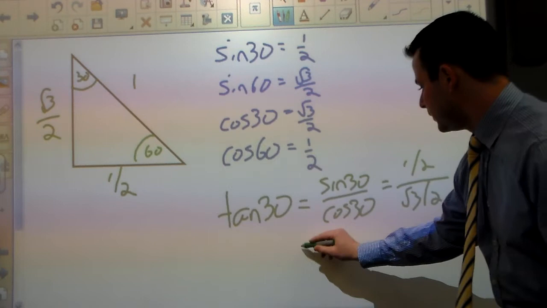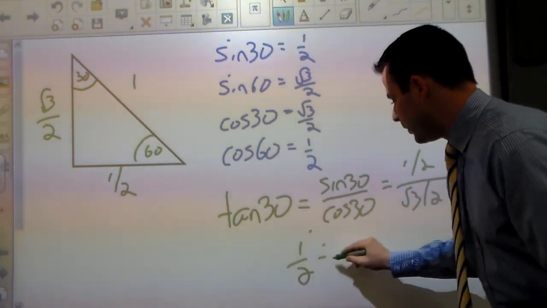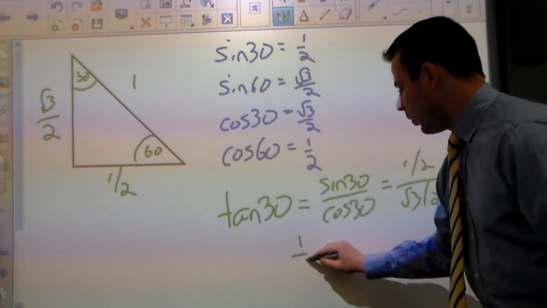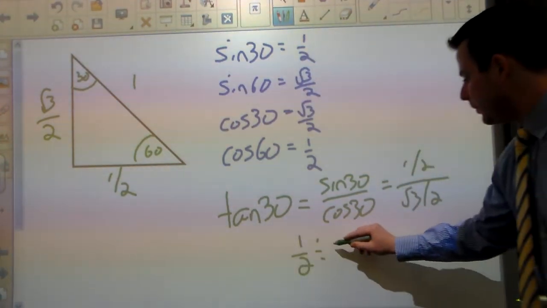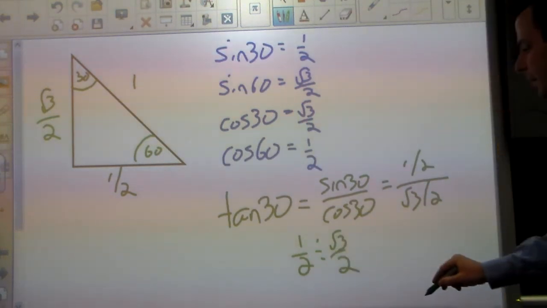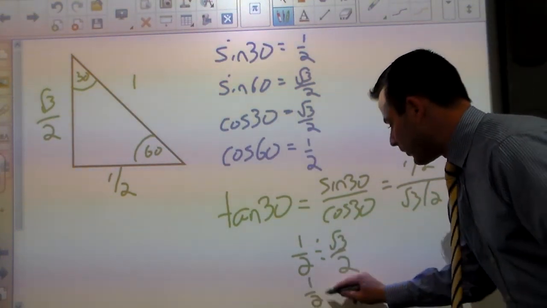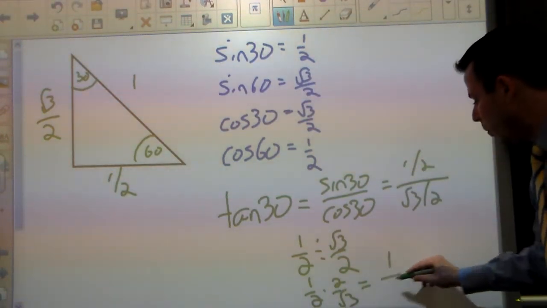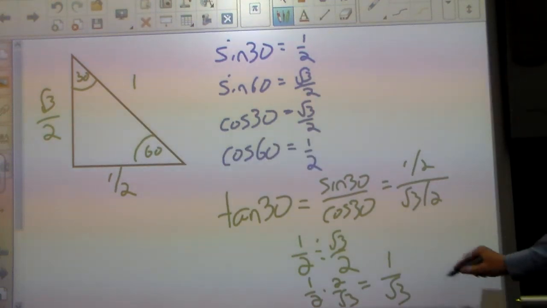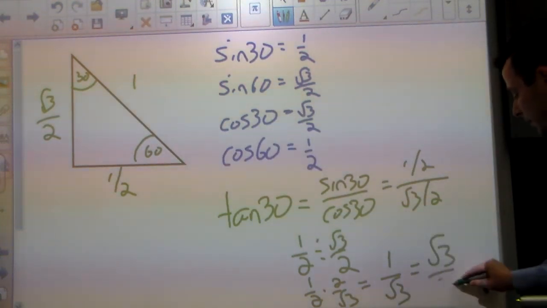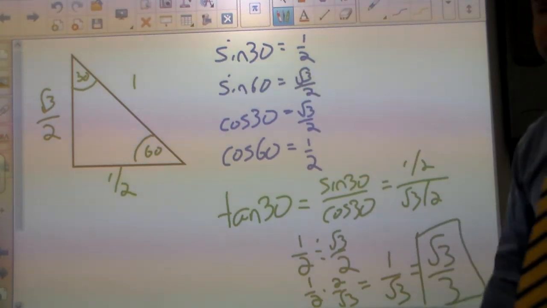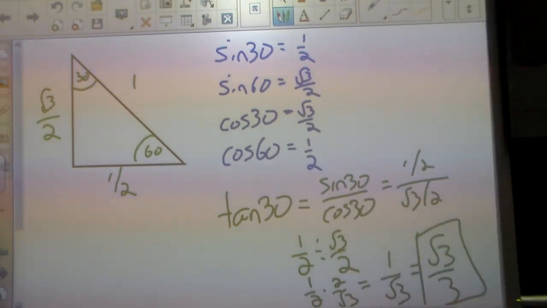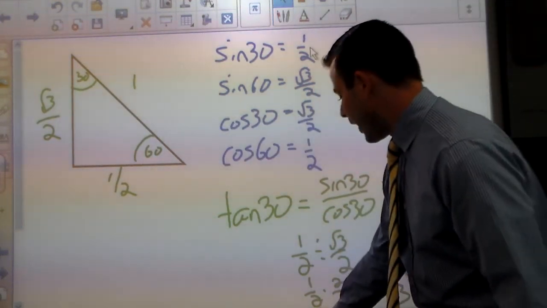So the tangent of 30 is 1/2 divided by radical 3 over 2, which is 1/2 times 2 over radical 3. So we have canceling 2's, 1 over radical 3. Don't forget to rationalize your denominator: radical 3 over 3. Tangent values aren't something I memorize. That's something I work out by doing sine over cosine. So now we know that the tangent of 30 is radical 3 over 3.